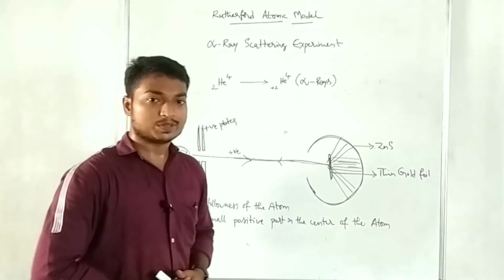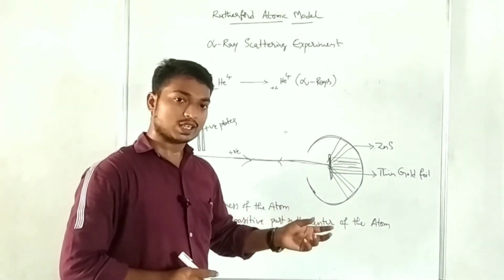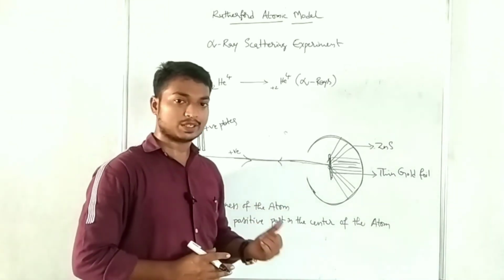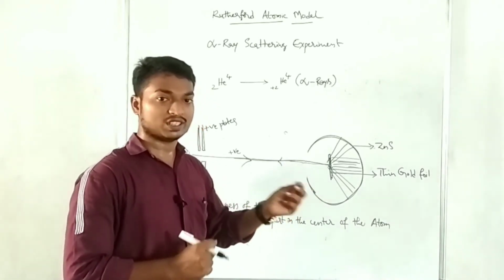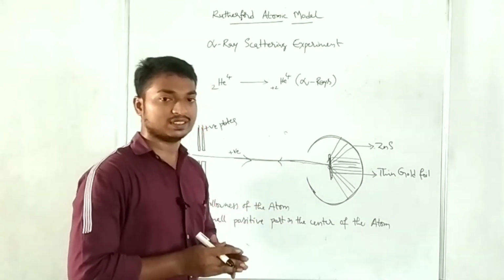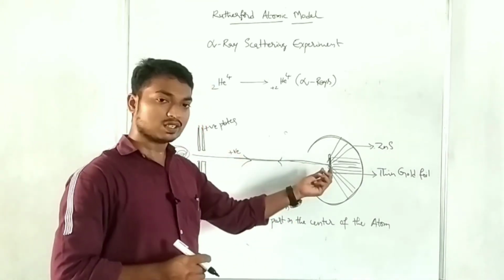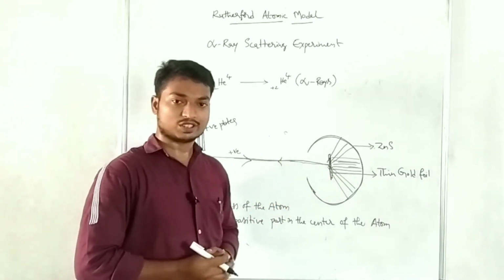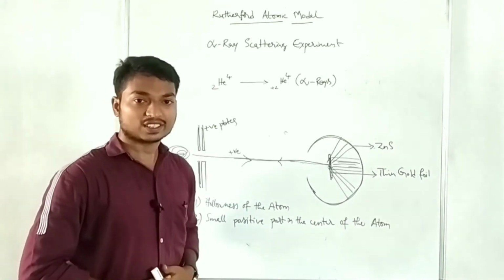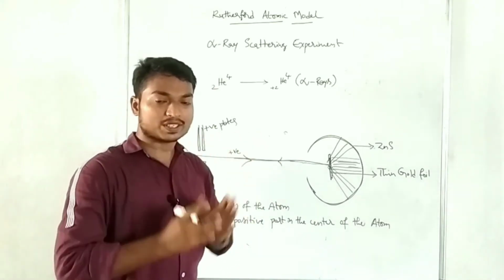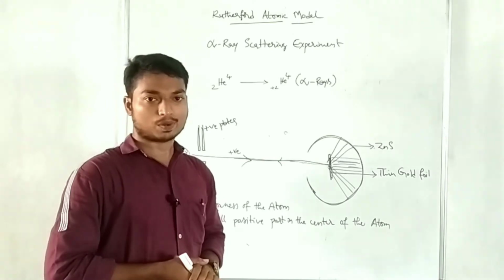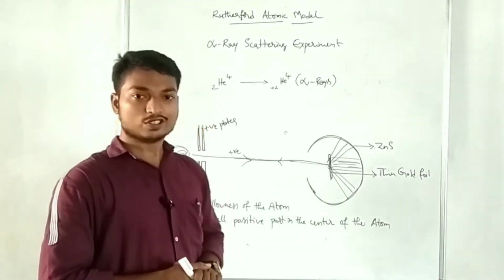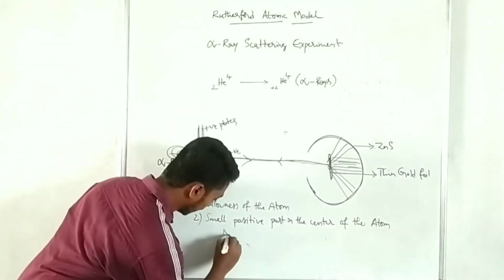So, he observed that very few lines are deflected and very few lines are turned back to their original direction, because there is a positive part placed in the center of the atom. That's why these positive rays are deflected and turned back to their original direction. So we conclude that the center of the atom is concentrated with the positive part. This positive part is named the nucleus.